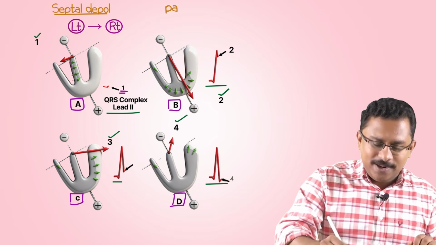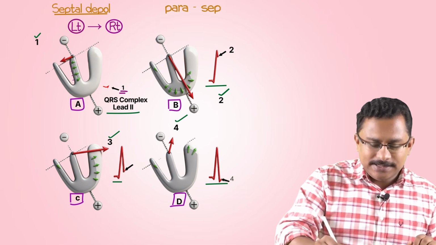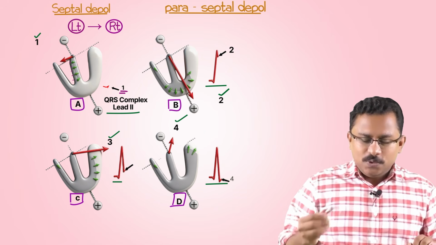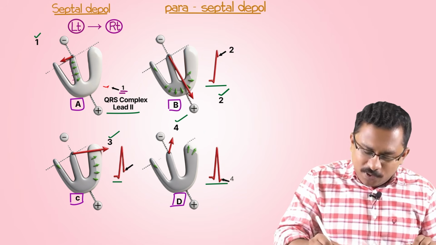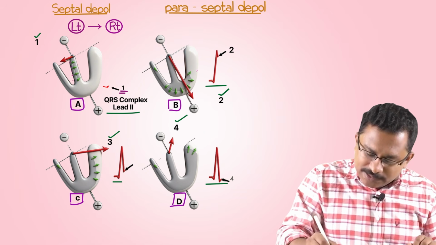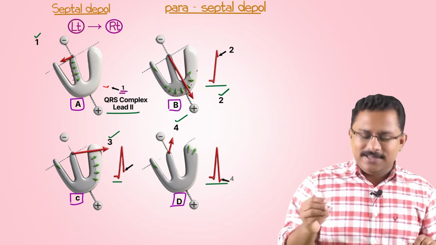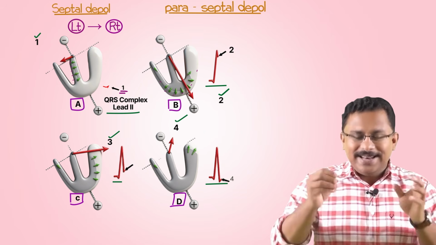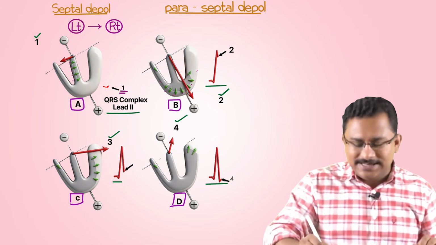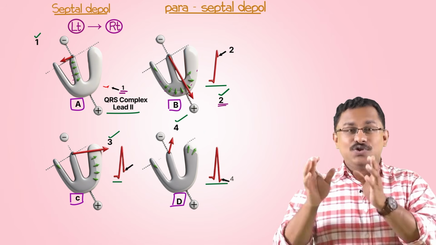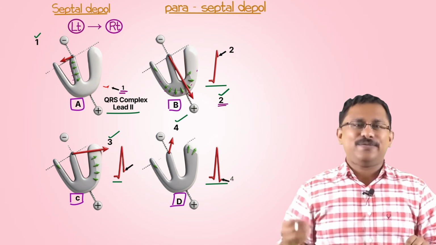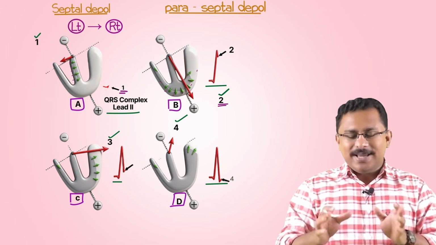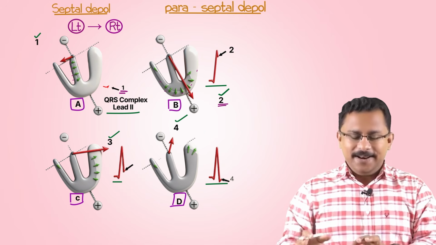What is it? You have a paraseptal depolarization. So again you can see all these small green waves, yes, all these small green waves showing the paraseptal depolarization. Now the net direction of depolarization is again the vector 2, okay, that is a net vector for depolarization corresponding to the step 2, and you can see the net direction there.